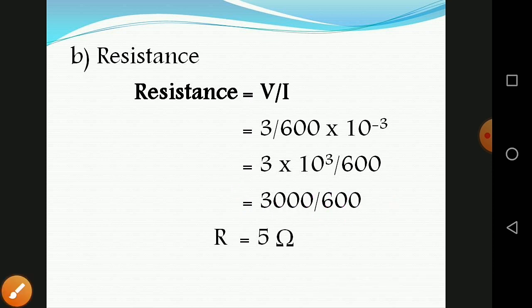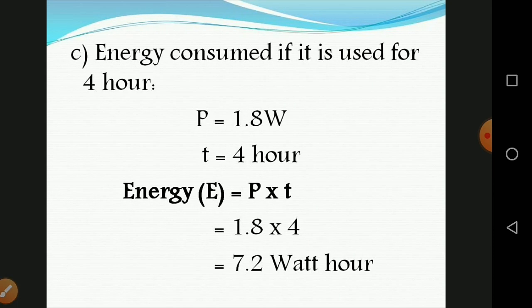So we found the power and then the resistance. Next one is the energy consumed in 4 hours. Already we found the power, 1.8 watt, and time is 4 hours. Energy is equal to power into time. So 1.8 into 4 is equal to 7.2 watt hour.